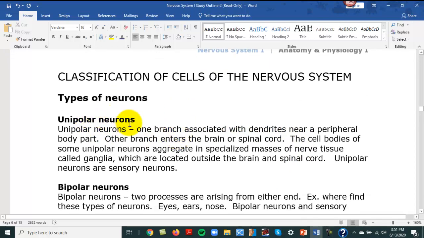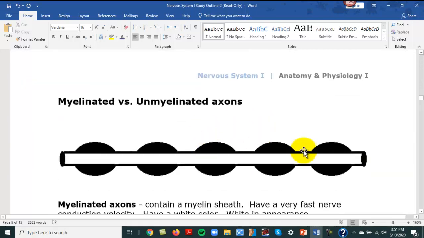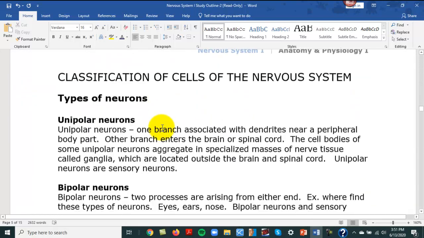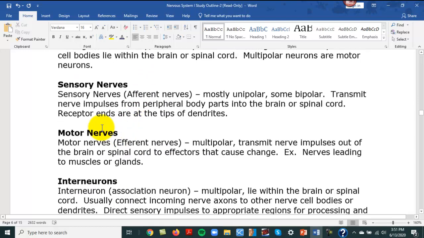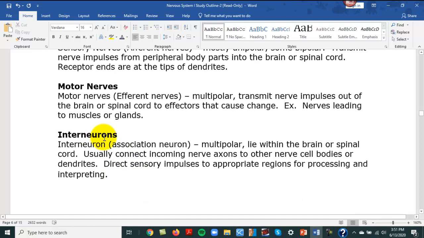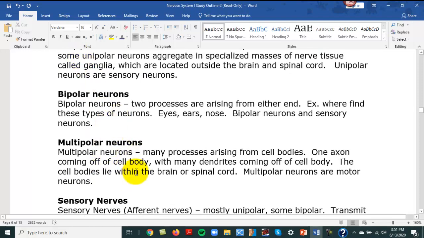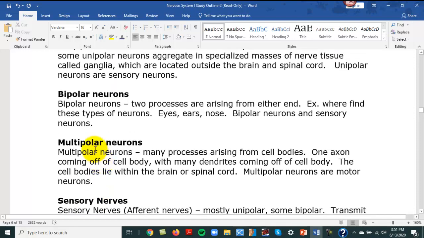So as far as types of neurons, we just did the parts of a neuron, myelinated, unmyelinated. Now we're going to talk about the different categories of neurons. There are actually three: sensory, motor, and interneurons. Interneuron is a category, but it's one of these three. This is a category of neuron, which are actually multipolar. All right, so we'll go through these now.